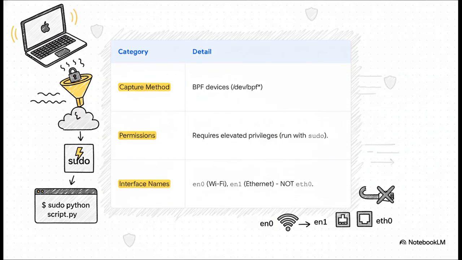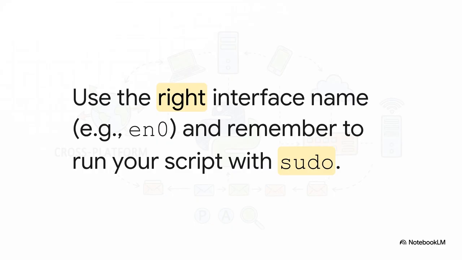When you're on a Mac, there are 3 things you just have to know. First, under the hood, macOS uses something called Berkeley Packet Filter devices to let programs listen to network traffic. Because this is a low-level operation, it requires special permissions, which means you have to run your script with sudo. And last but not least, the network interface names are different. Your Wi-Fi is probably named en0, not the classic eth0 you might be used to from the Linux world. And really, this is the whole story right here.